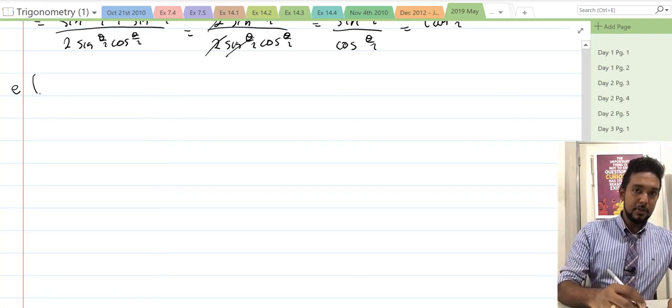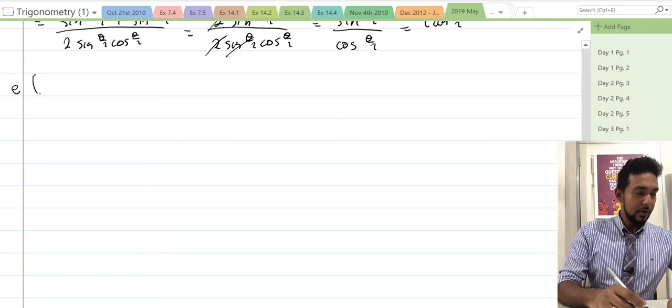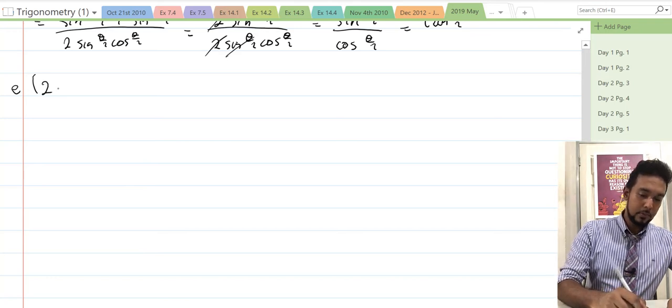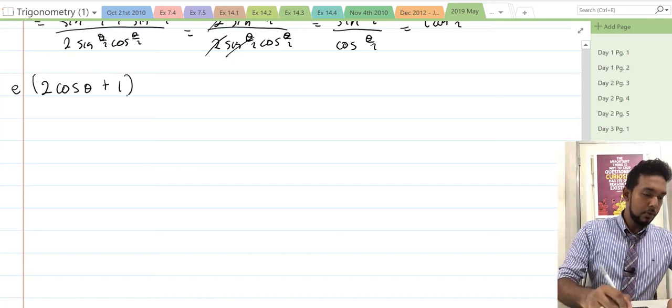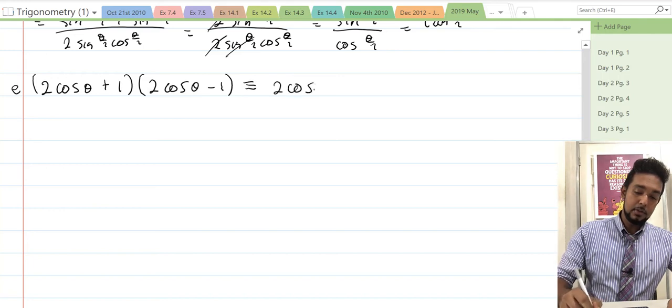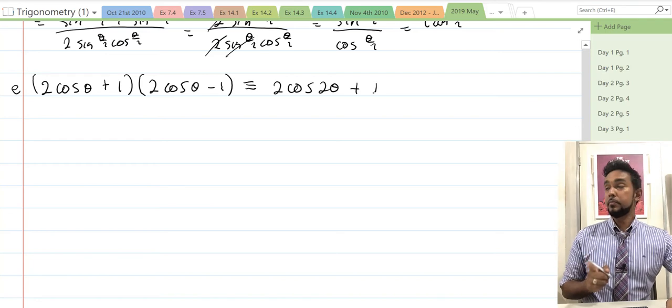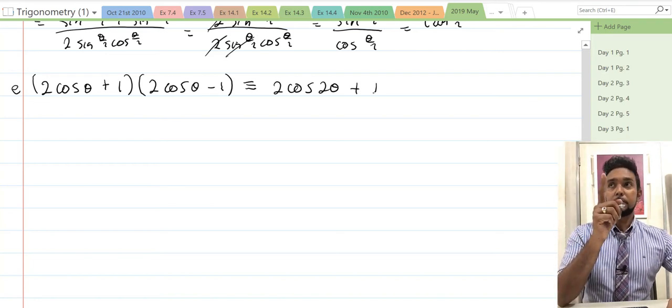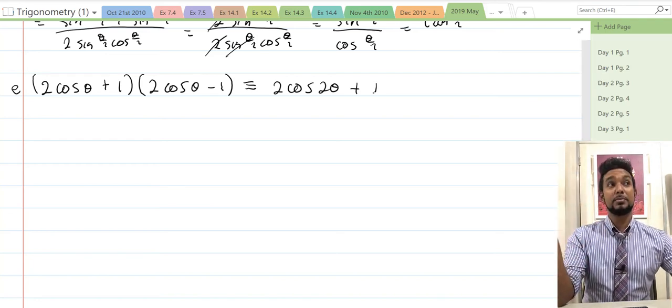So it looks like a distributive law thing that we have to do here, right? So we have 2 cos theta plus 1 by 2 cos theta minus 1. That's identical to 2 cos of 2 theta plus 1. Okay, so that 2 cos of 2 theta, remember cos of 2 theta has a few different appearances when you expand it.